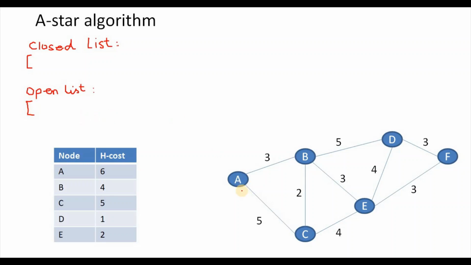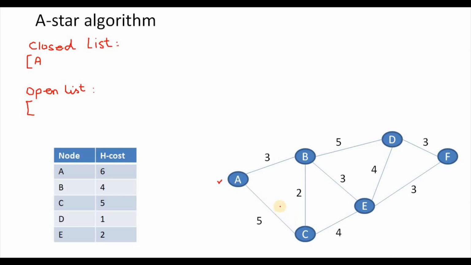Okay, so let's start from node A. We make it node A as our current node. This is our current node now, and we put it in the closed list. A is in our closed list, and then we look at the nodes that are adjacent to node A. So these nodes are B and C.